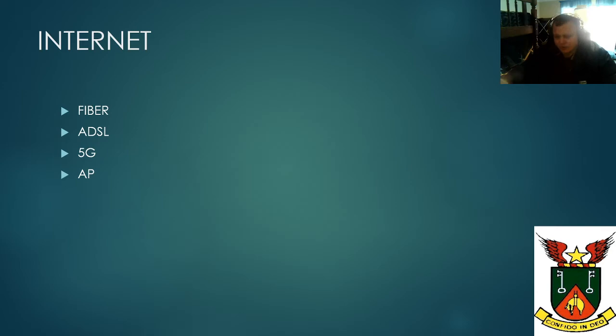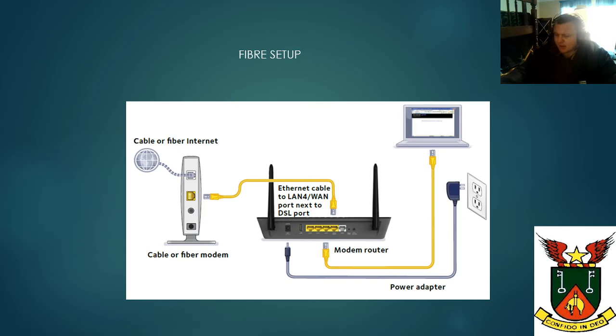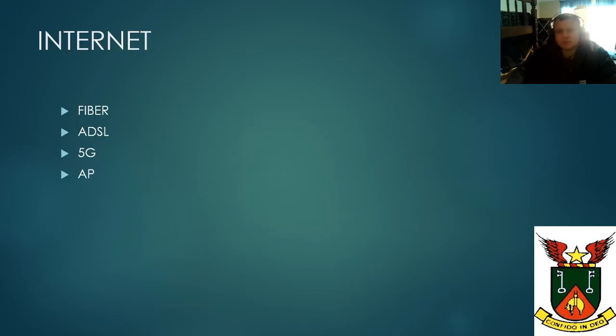I always use this example. I have a CAT class in my school, what do I use to connect those computers? I use a switch. What do I use to connect my CAT lab with another teacher's CAT lab, let's say my CAT lab is in East London, my fellow teacher's CAT lab is in PE? What do I use to connect those two? I use a router. So that's basically the difference.